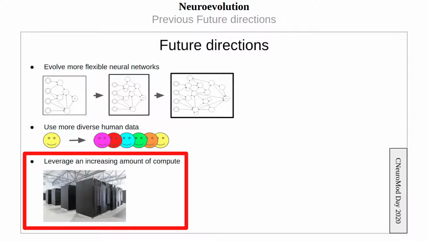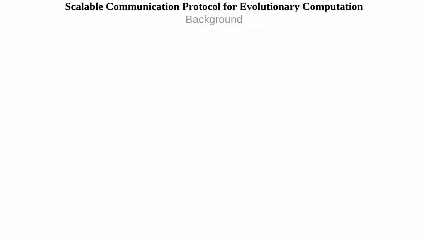Alright, so back to our old future direction slide. What progress did we make in leveraging increasing amounts of compute? Well, the biggest work we've done was to further look into the properties of computer clusters in order to draw additional benefits. So in order to get into that, let me explain a few things first.